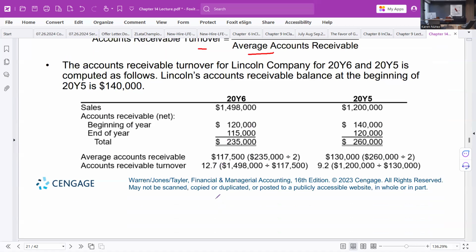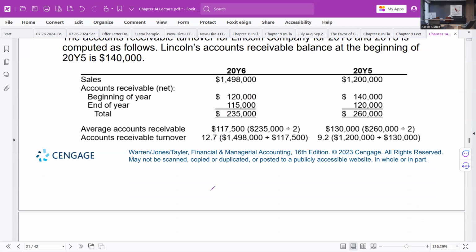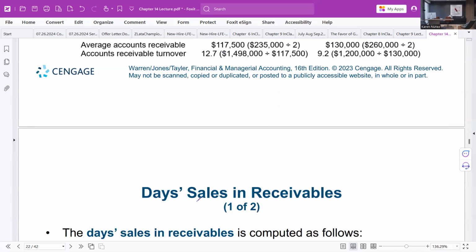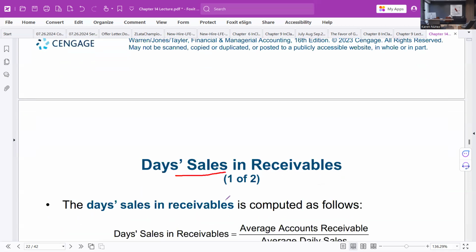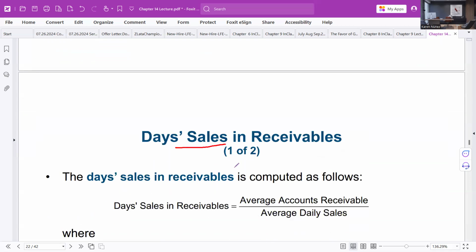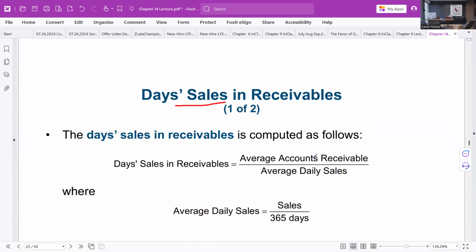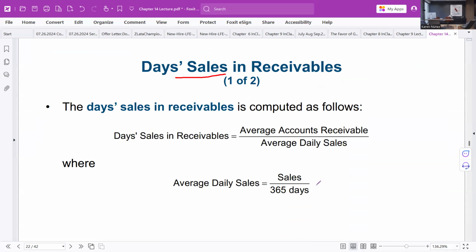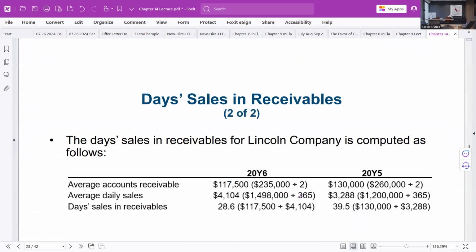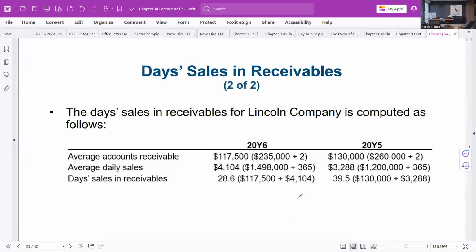Now, I usually find that the more useful measure and the more reliable measure is the days sales in receivables measure. So we're really kind of converting that turnover into a days measure. So we take the average accounts receivable and we divide it by the average sales. Average sales is just sales divided by 365 days. So in this case, what it tells us is it actually takes us 28.6 days to collect on our receivables, right? So when we make a sale on account, when we extend credit to our customers, it takes them on average 28.6 days to pay. That's what that measure tells us.